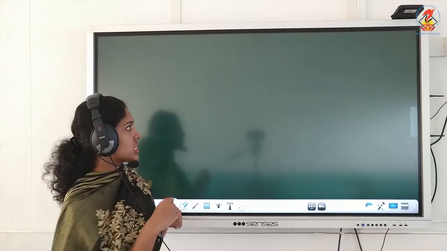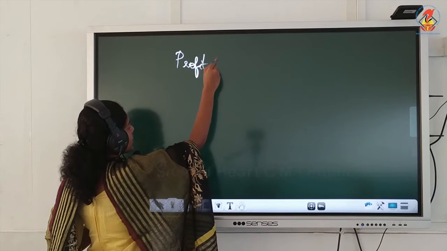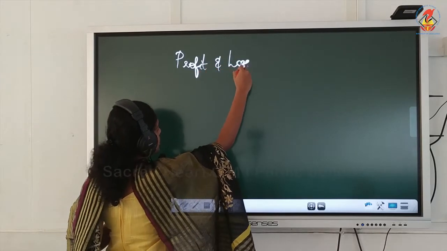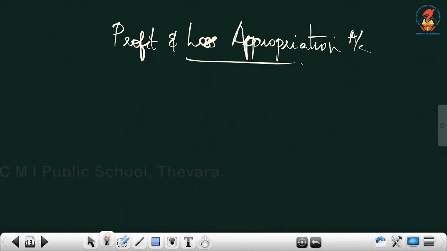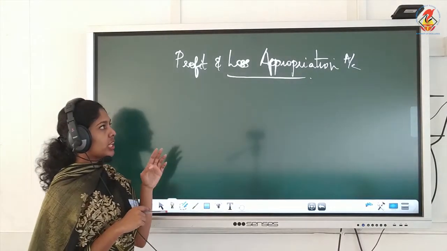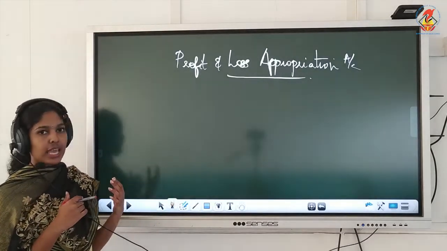Okay, so we learned how to calculate interest on drawings. Next, what we are going to learn is the next topic, profit and loss appropriation account. Profit and loss account or P&L account, it's familiar to you that you have studied in 11th standard. This is something else, but it's related to P&L. Profit and loss appropriation is actually a continuation or extension of P&L account.